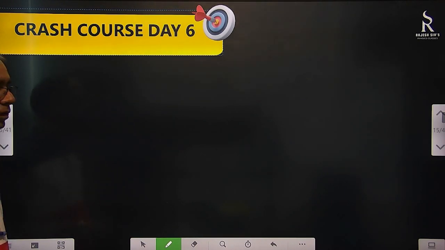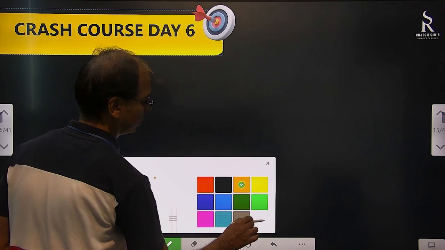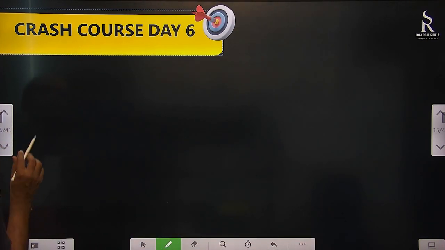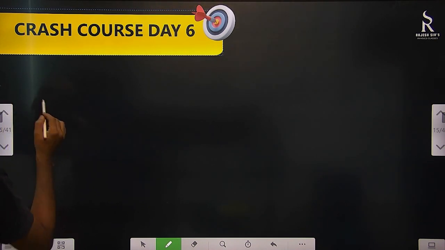This was moment of inertia, the first topic of rotational motion. Second one, what are we going to do? In the second one, we'll talk about, let's say, angular velocity.